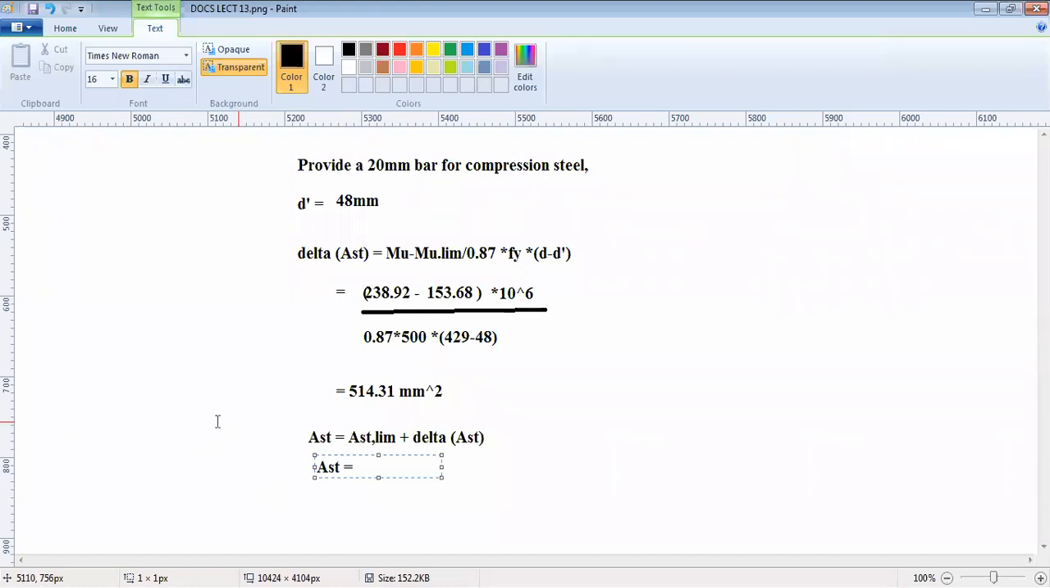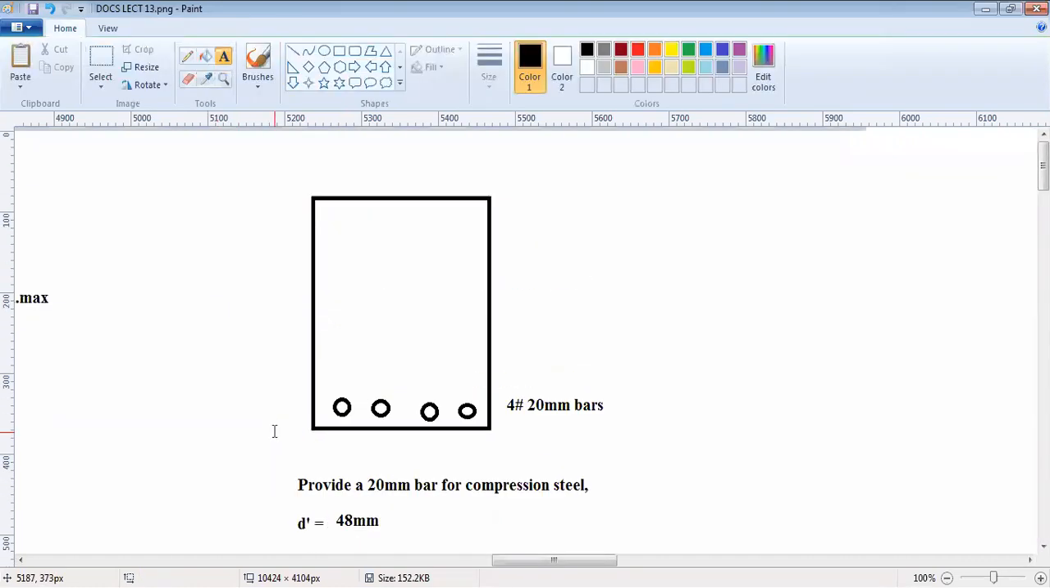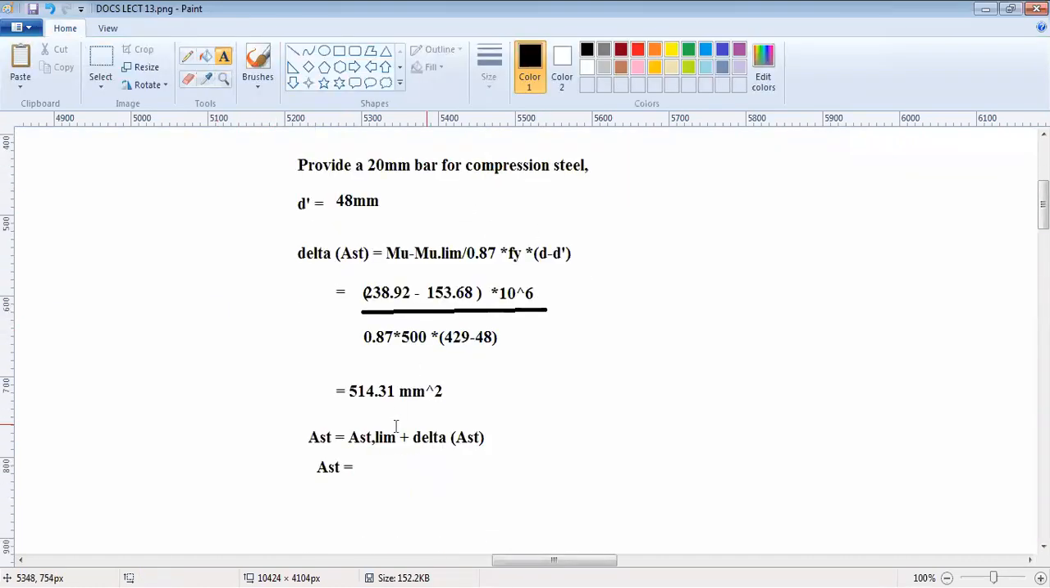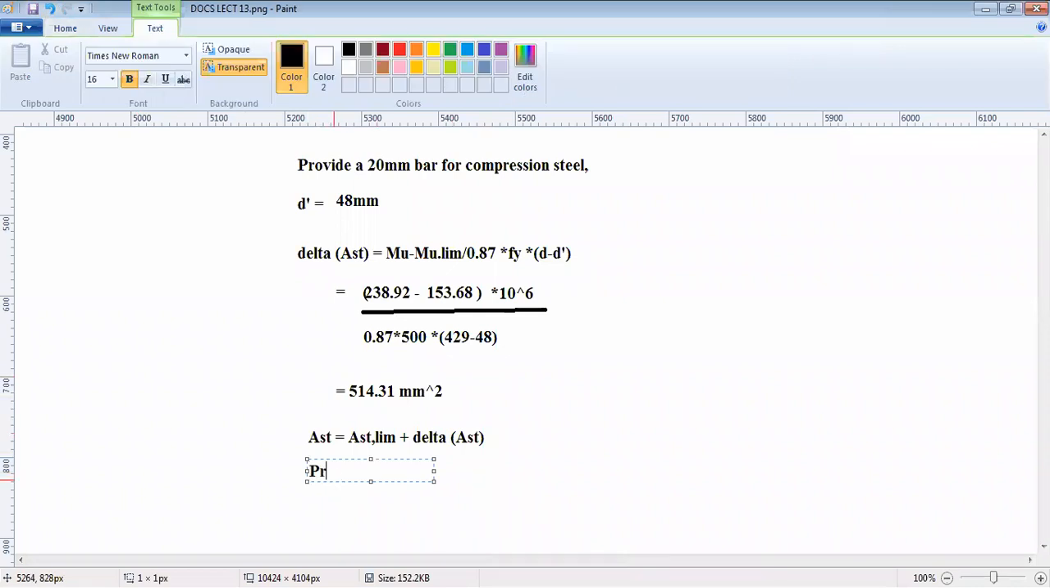So your total AST would be, if you provide it separately, आपने 4 नंबर 20 mm के बार्स ऑलरेडी प्रोवाइड किए हैं. Now you can do two things. You can now provide this separately, provide further 20 mm bar, or you can provide lesser section bar, 16 mm bars now for delta AST.